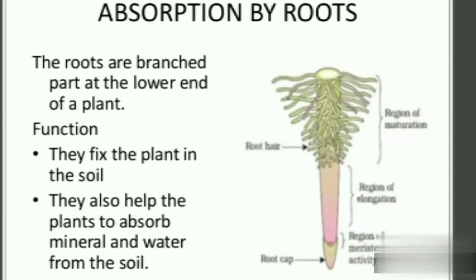The first thing is the characteristic of a root, how the structure of a root is. The roots are the branching part at the lower end of a plant. You will find that this is a root structure, and there is a root hair along the root. Okay, and there is a root cap. Now what is all this? Region of meristematic activity, region of elongation, region of maturation, and root hair. These are all parts of the root.